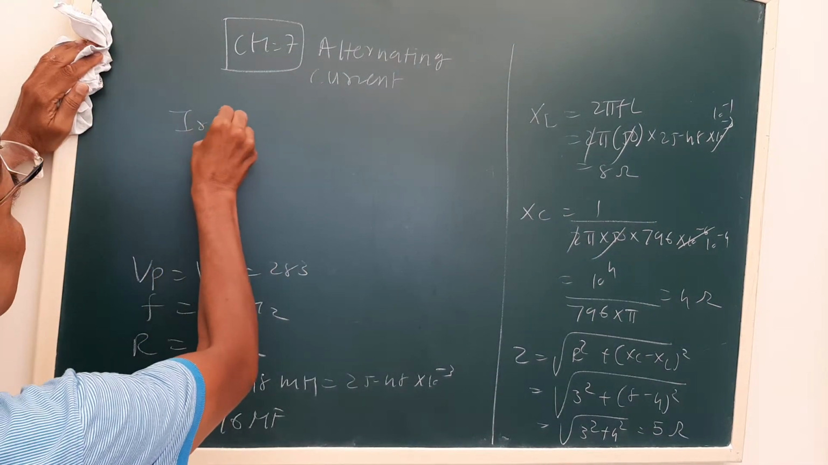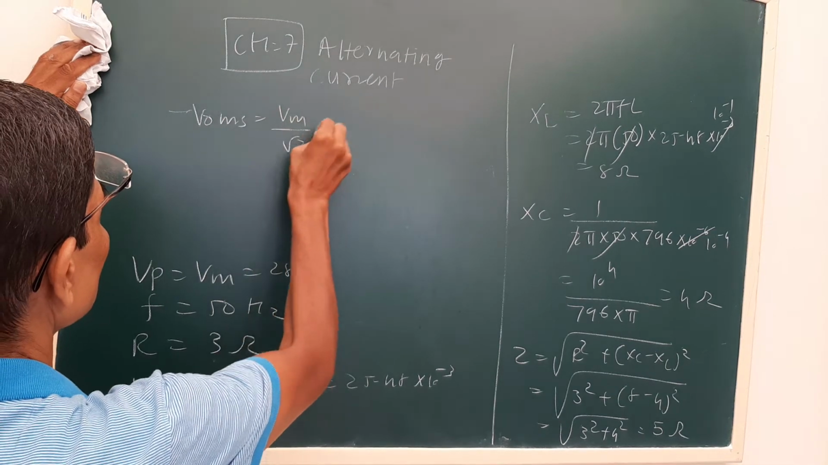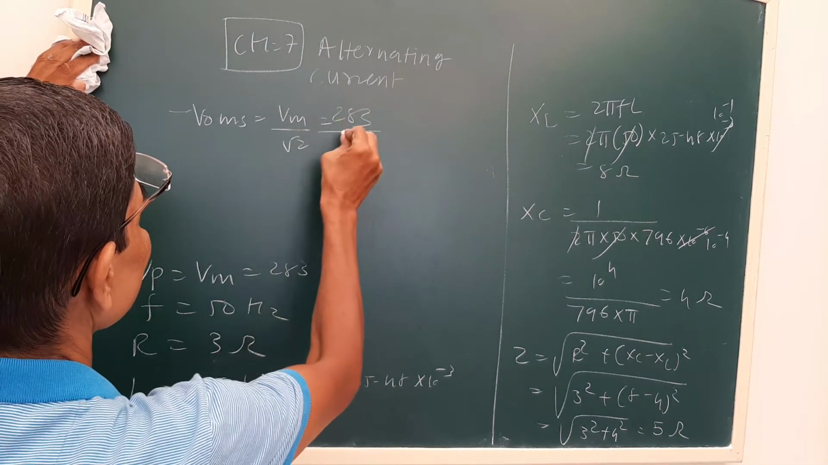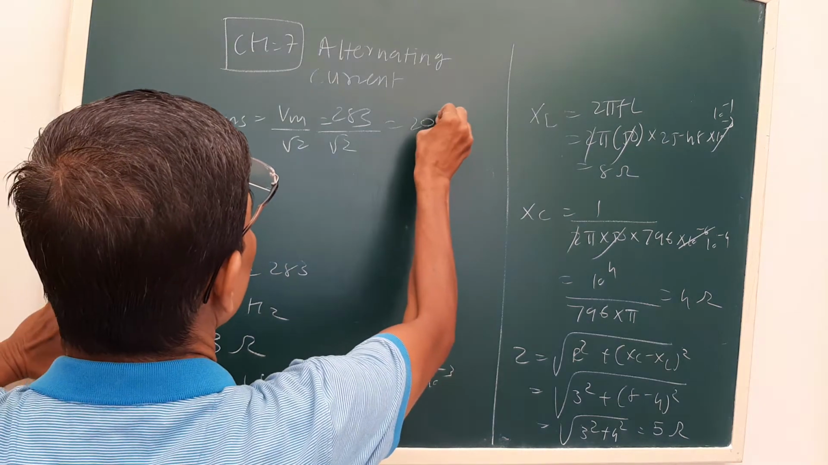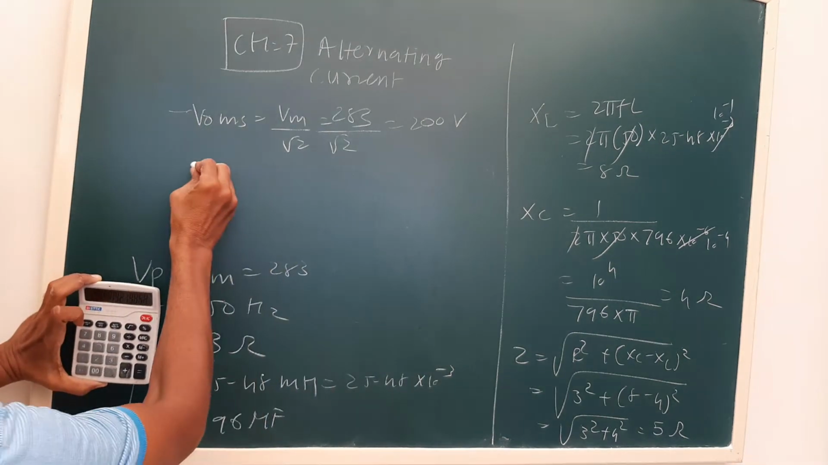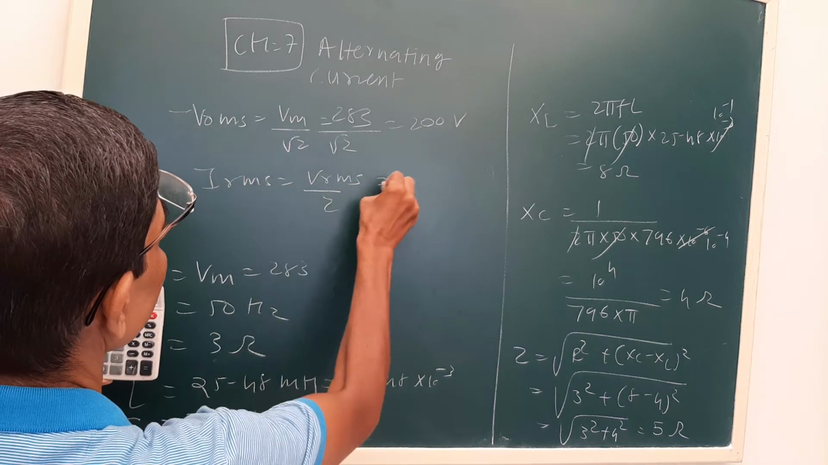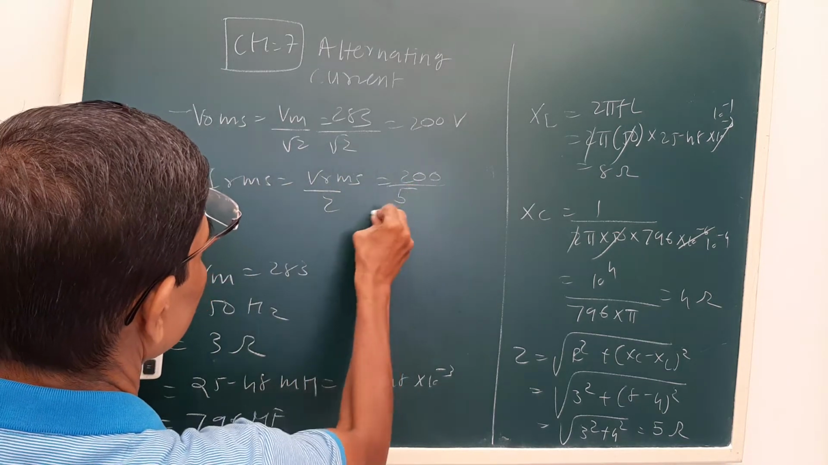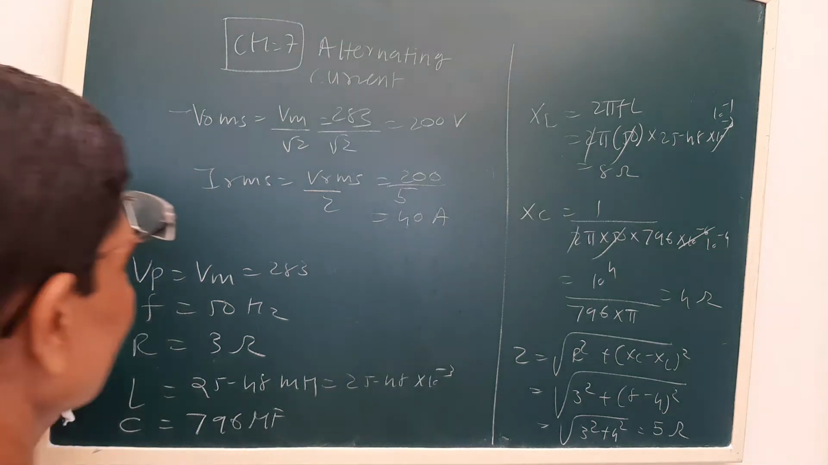Now see the current value. VRMS will be Vm upon root 2, 283 upon root 2. This will be 200. IRMS is VRMS upon Z, 40 ampere.